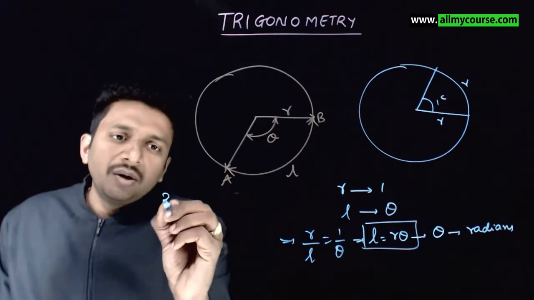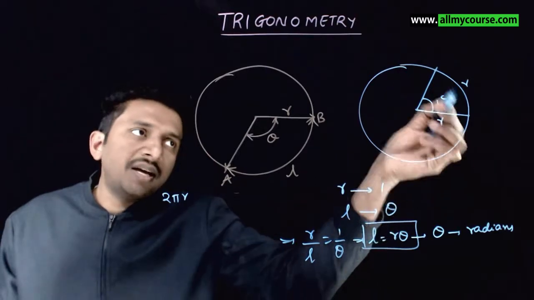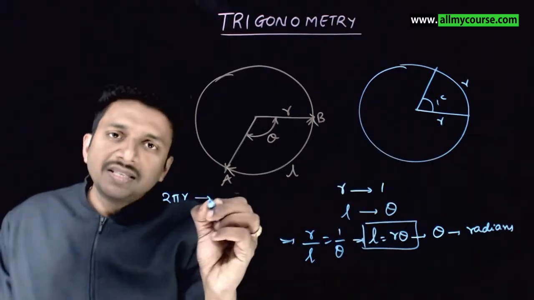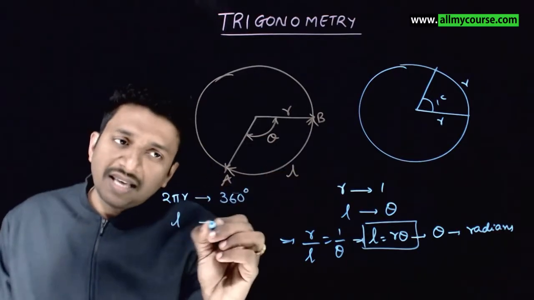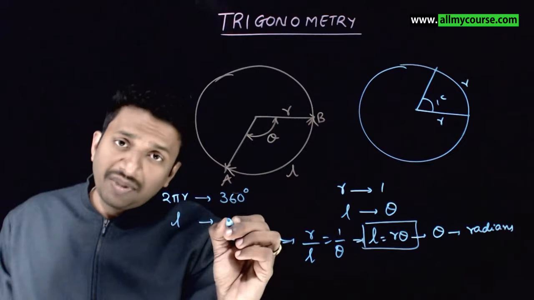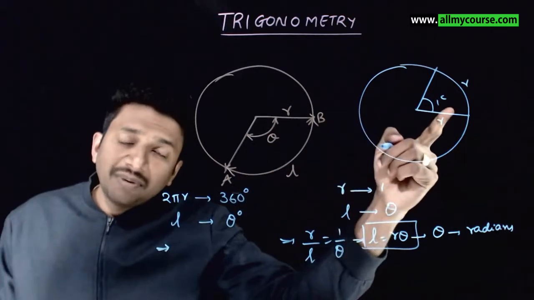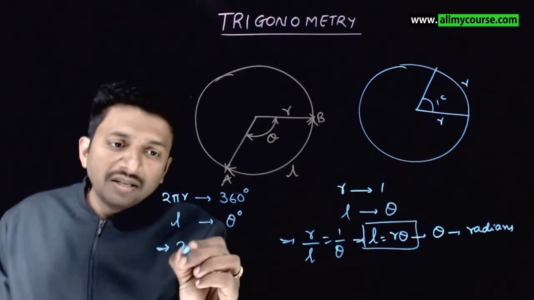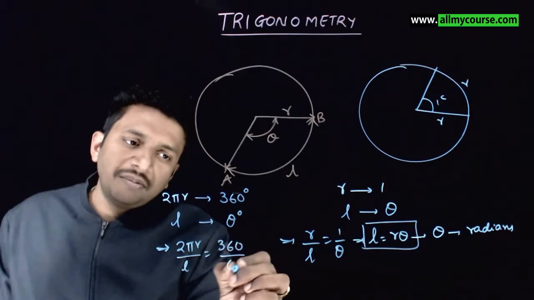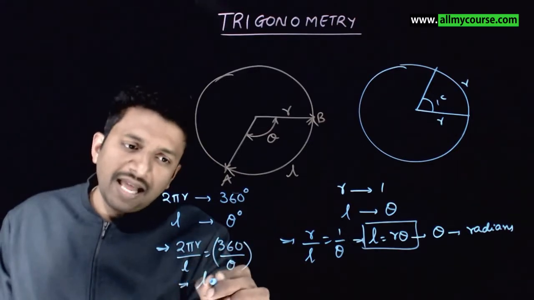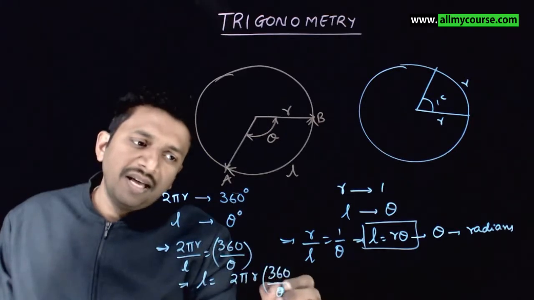That is, the whole 2 pi r, the whole arc, if you take one complete rotation, the complete circumference of the circle subtends an angle of 360 degrees. So if the length of the arc is L, let it subtend something like theta in degrees. This implies now also the angle subtended at the center is proportional to the length of the arc. So 2 pi r by L has to be equal to 360 by theta.